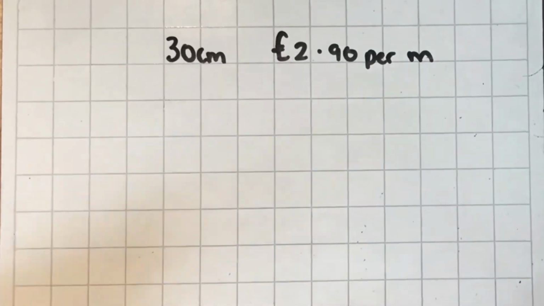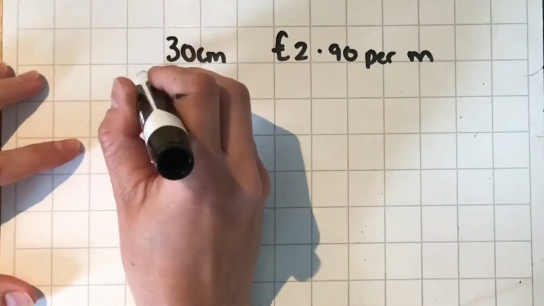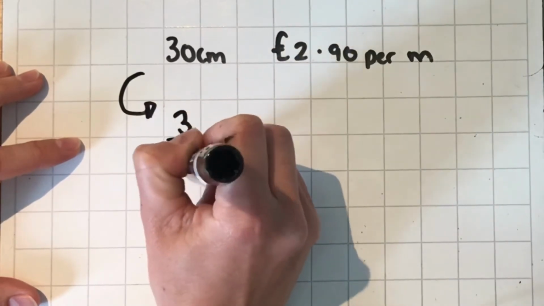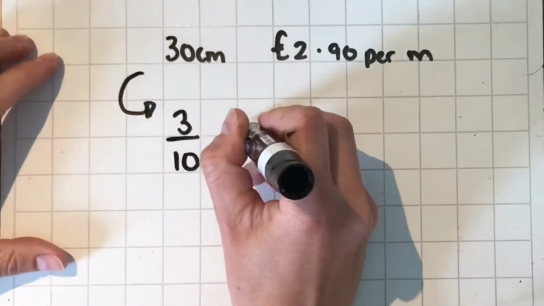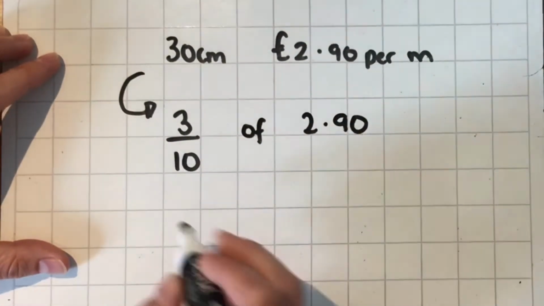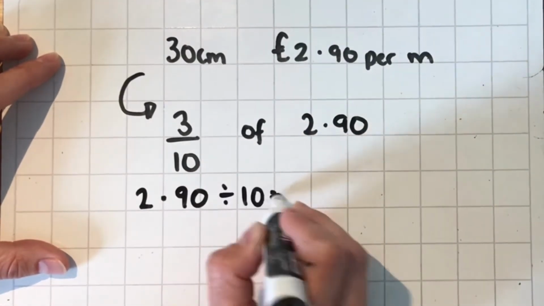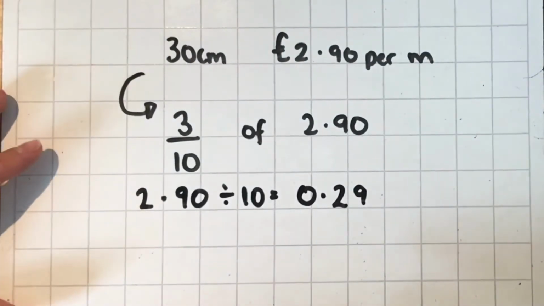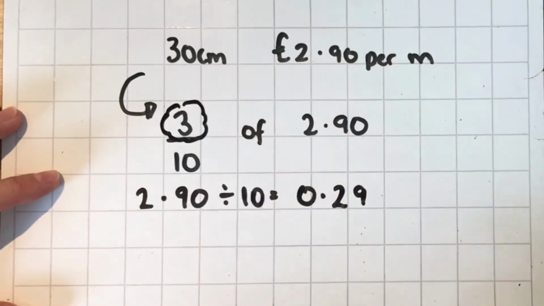For question 7, you've got to work out the cost of 30 centimetres when you know the price of 1 metre. So you need to know the connection between centimetres and metres. 30 centimetres is 3/10 of a metre. So what you need to work out then is 3/10 of £2.90. With fractions and numbers, we're going to divide by 10 first of all. So £2.90 divided by 10 is going to give us 29p, or 0.29.